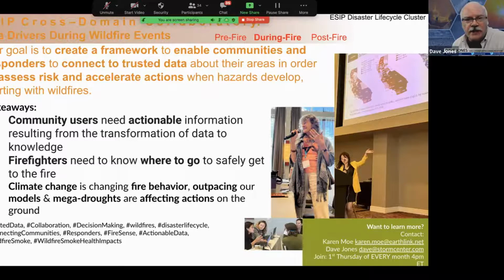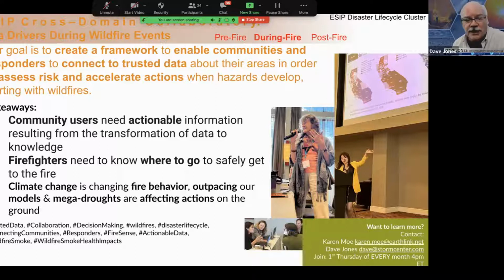So our key takeaways from this session, which was greatly attended, it was a lot of fun, revolve around trusted information needing to be identified and delivered to communities and responders. It's not really being done today very well, and our efforts are helping to make it more efficient.